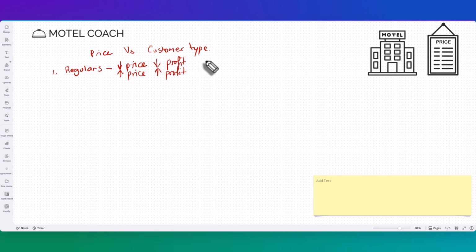So on average at a motel, depending on how good you are, you might have 20% of guests equal regulars. So let's break it down. So if we reduce the price to try and spike demand, we need to overcome the reduction in profit that we would have received from our regulars by dropping the price.